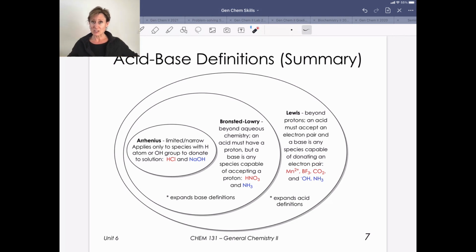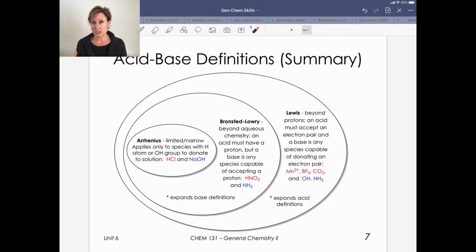Now, beyond this, we have an even more inclusive definition of what constitutes an acid or a base when we think about the Lewis acid-base definition. So an acid is anything that can accept an electron pair, and a base is anything that can donate an electron pair. And I'm going to go through some examples here, but understanding this concept is, again, one of those really important things to understanding organic chemistry.